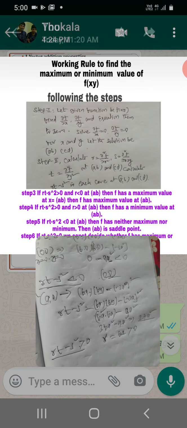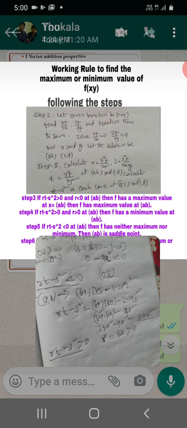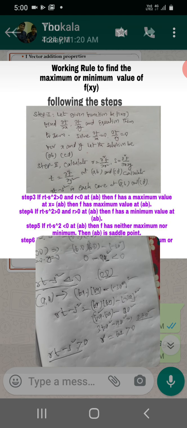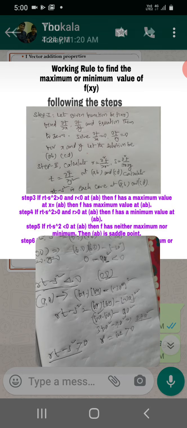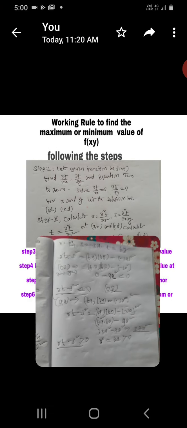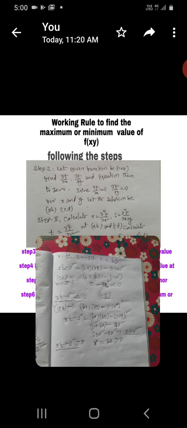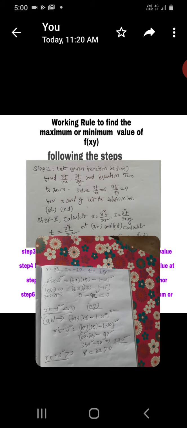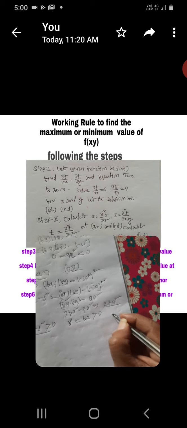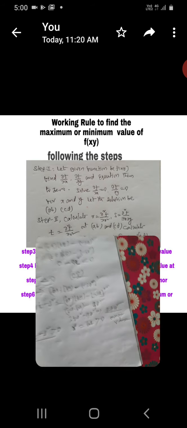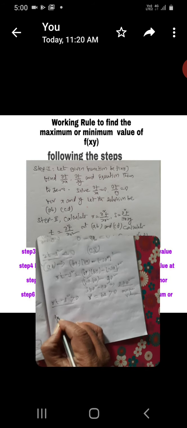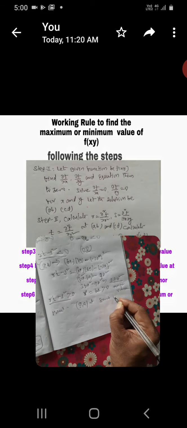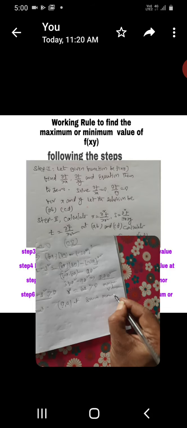Fourth step: rt minus s square greater than 0, r greater than 0. In the fourth step, at AB, f has a minimum. This is the minimum value, not maximum, sorry, minimum value of the point. The given function is minimum. This is our case.